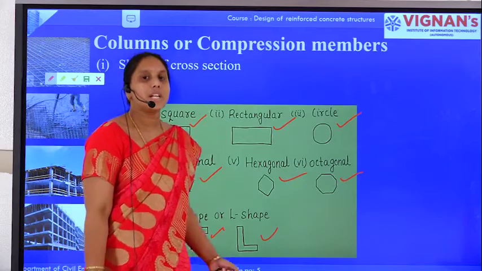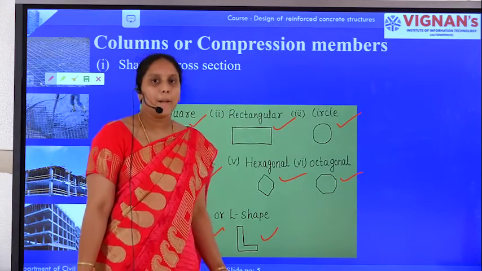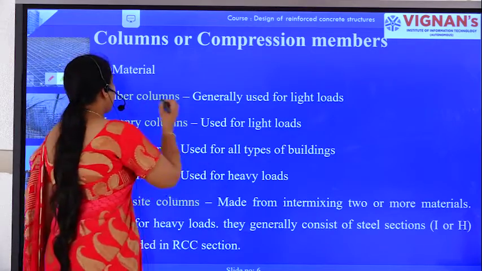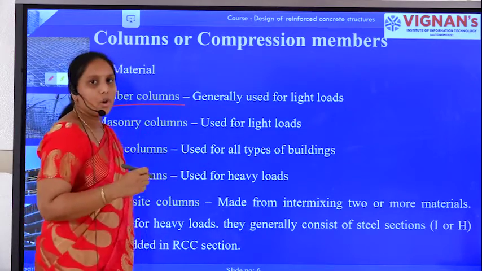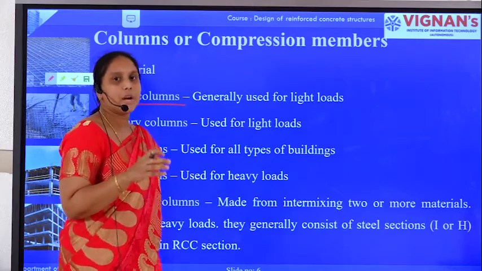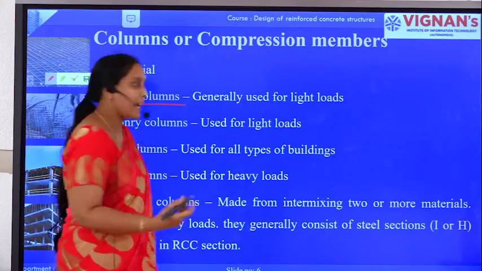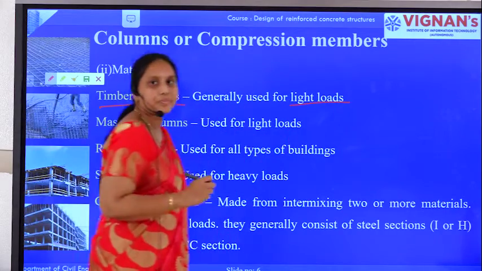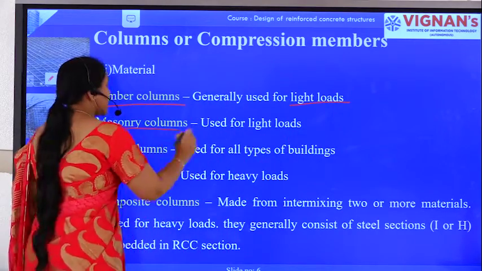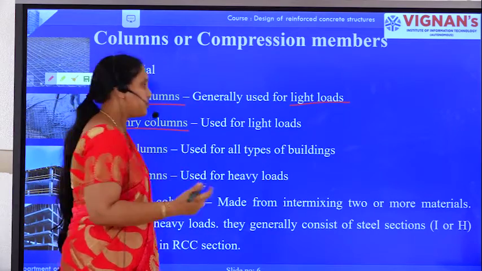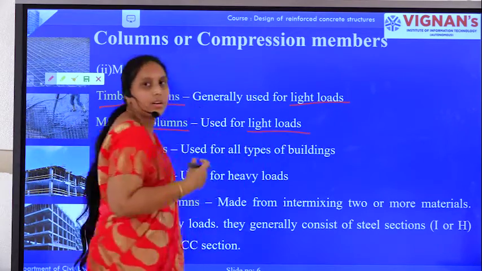Now let us see the classification of columns based on the materials used. Based on the material used, the columns might be timber columns, that is, the material of that particular column is timber, and timber columns are generally used for very light loads. We have masonry columns, and masonry columns are also used for very light loads.